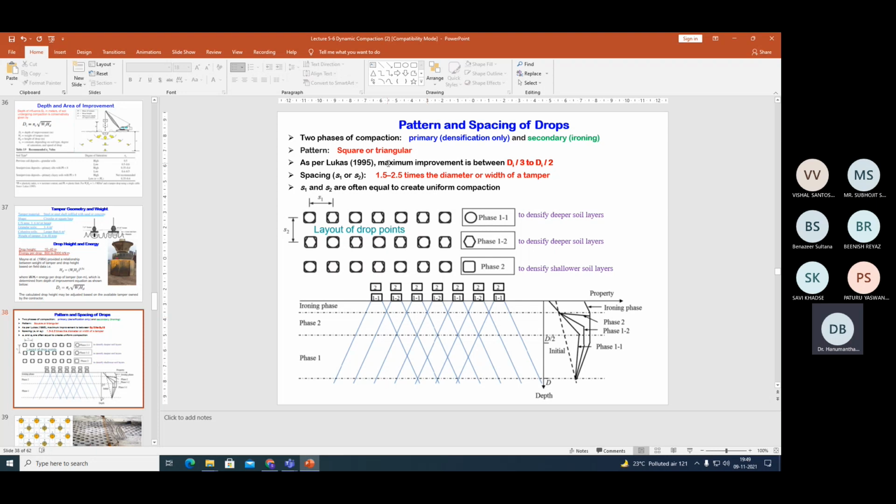Now either you can go for the square pattern or the triangular pattern. And there are some guidelines, like as per Lucas, maximum improvement is between di by 3 to di by 2. Spacing is ideally 1.5 to 2.5 times the diameter or width of the tamper. Here, if you are going for the square pattern, there are two spacings, S1 and S2. So these are also things you need to think of. The phases we have already discussed.